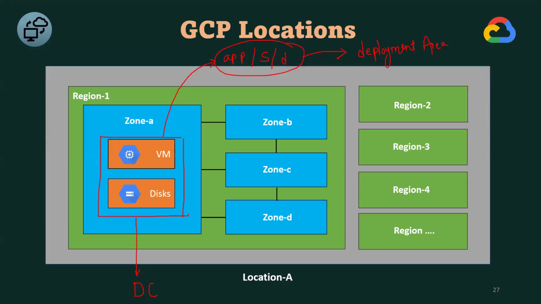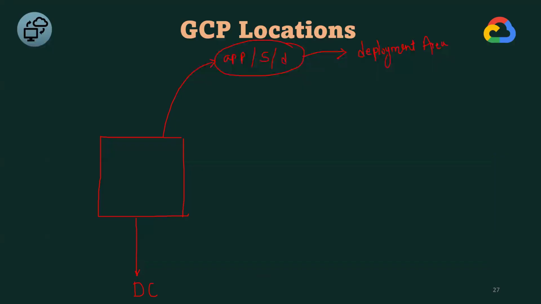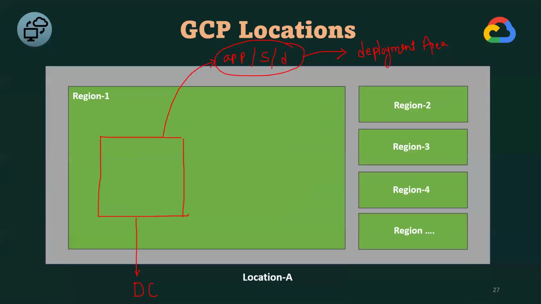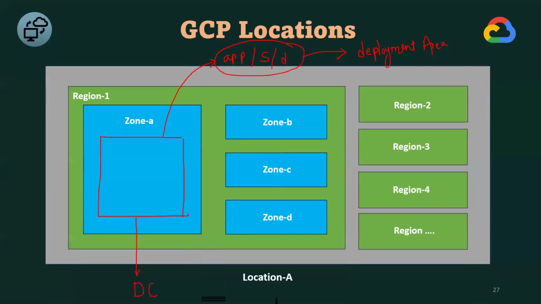So this is how the divisions are. You will be having a location. Location is divided into regions. Regions are divided into zones. Zones are connected to one more zone. And here in the zones we have physical resources and virtual resources. You call it a data center.